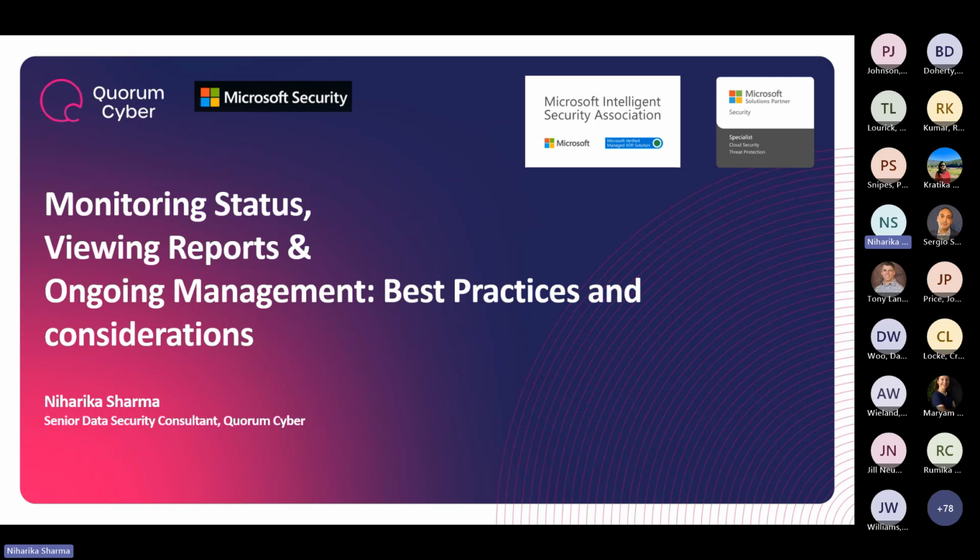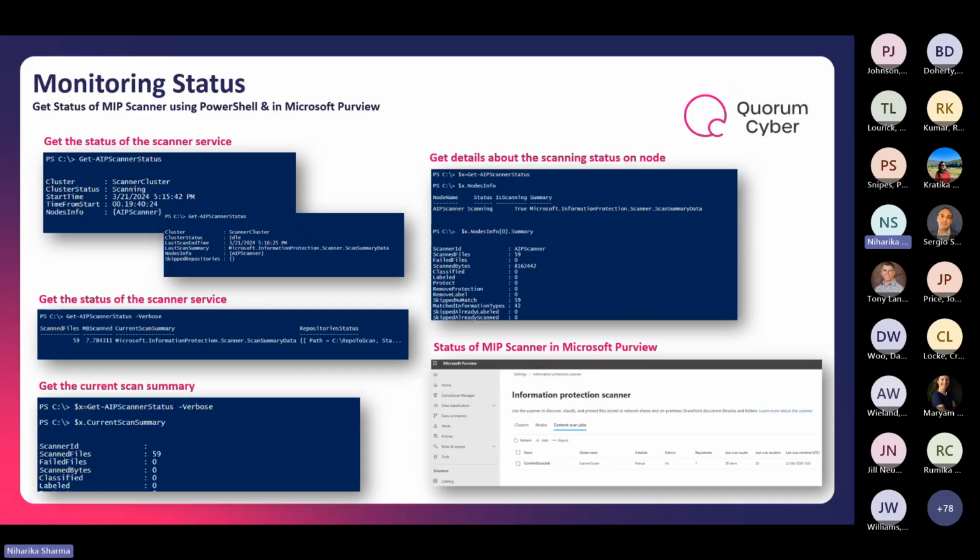So I'm here to spend some time talking about how we can monitor the status of the MIP scanner, discussing various reporting options, and then visiting some of the best practices and key considerations when deploying or utilizing the MIP scanner in your environment. So this slide presents some of the commands that can be utilized to monitor the status of the MIP scanner service, which provides information about the scanning start time, the node running those scans, and the time from which the scan has been running.